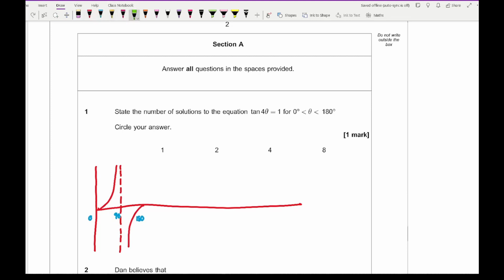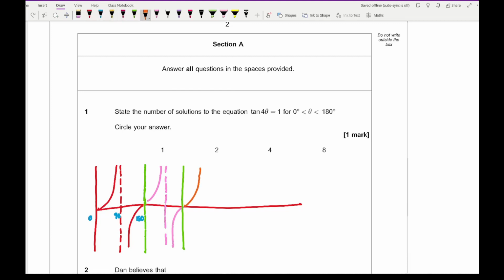So because it's 4 theta, we want to repeat this 4 times. So if I just draw a solid line there and then continue that graph, I'll use a different colour just so it stands out. So that's 1. And now the green line doesn't represent the asymptote of the graph. It basically just represents every range of 180.